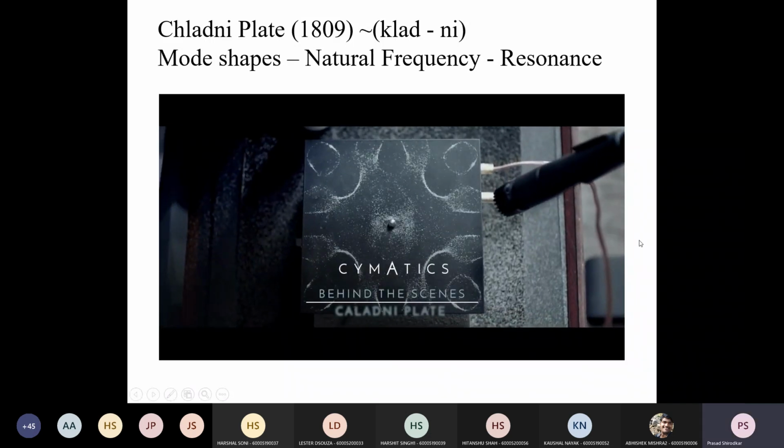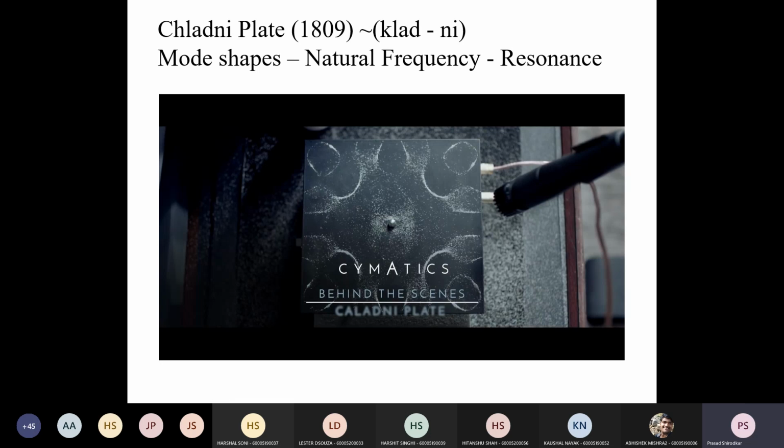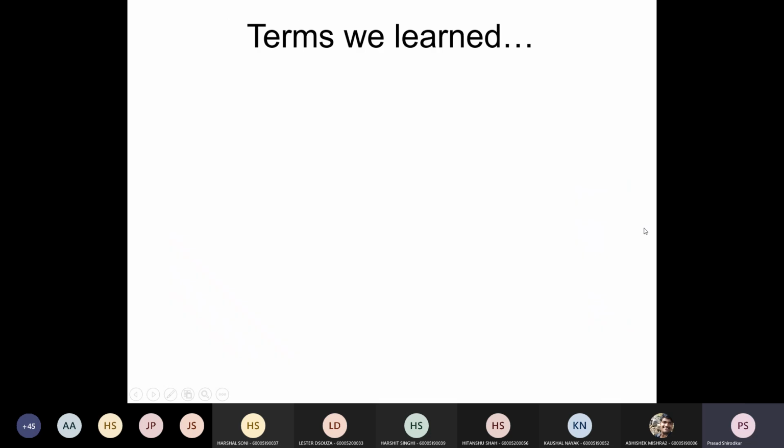All right. So this is a very practical way of explaining what you understand by mode shapes. Whatever shapes you are seeing of this sand are the shape of the vibrating object, and that is nothing but the mode shape. Okay, so let's quickly revise.